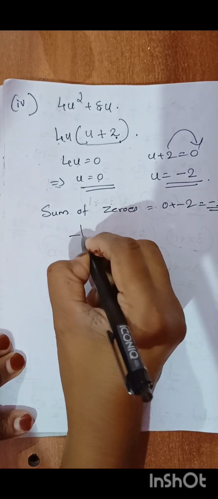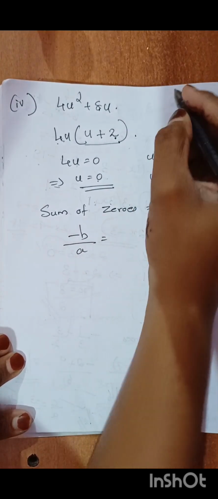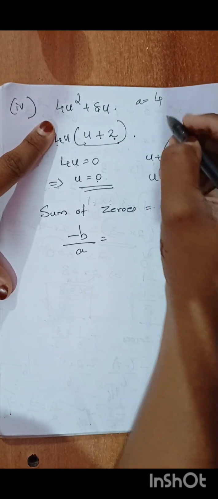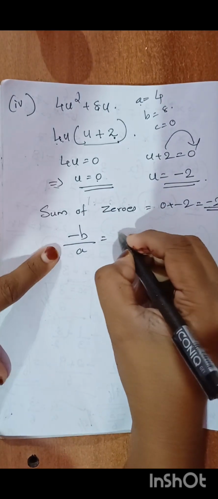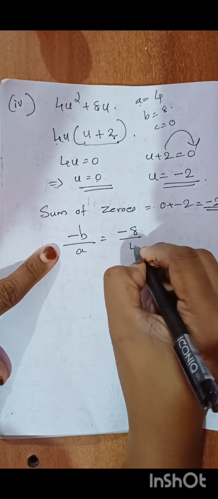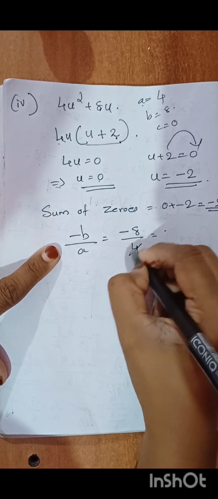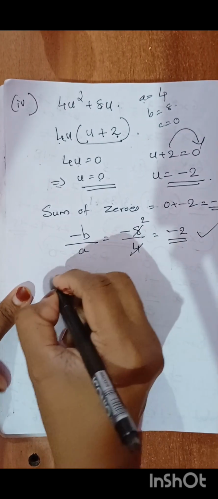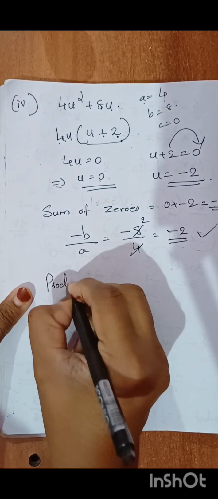And what about the formula minus b by a? From this equation, a is equal to 4, b is equal to 8 and c is equal to 0. Nothing is constant here. Substitute that. Minus b means minus 8 by 4, you can cancel this, it is minus 2. Yes, both the answers are right here. What about the product? Product of zeros.